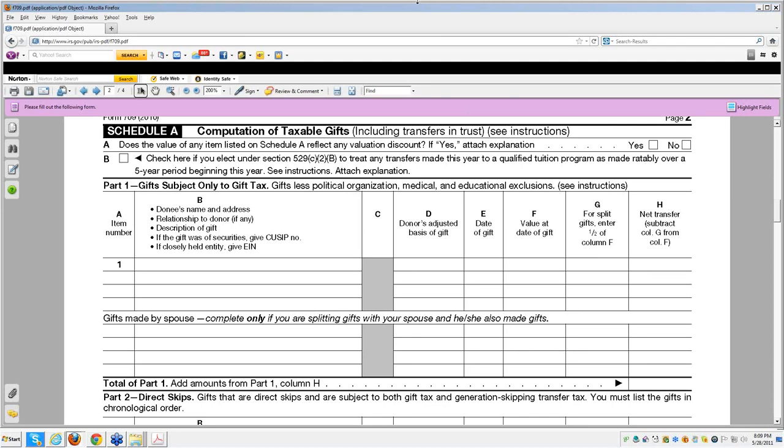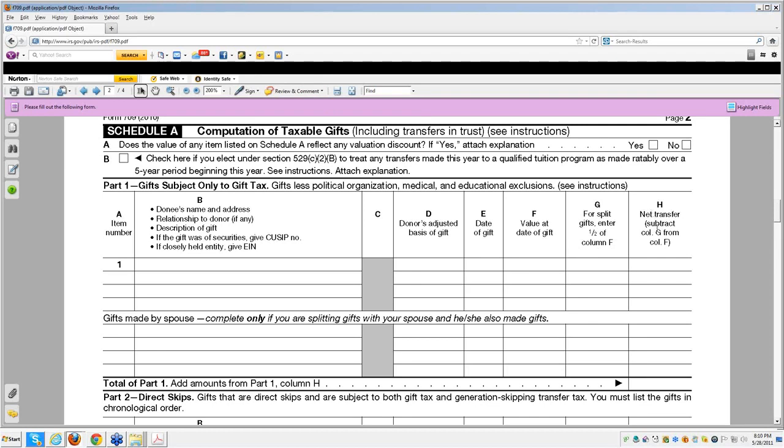It explains here, complete only if you are splitting gifts with your spouse. In other words, he gives half and she gives half. Oh, okay. The net transfer would be subtract G from F. Yeah.